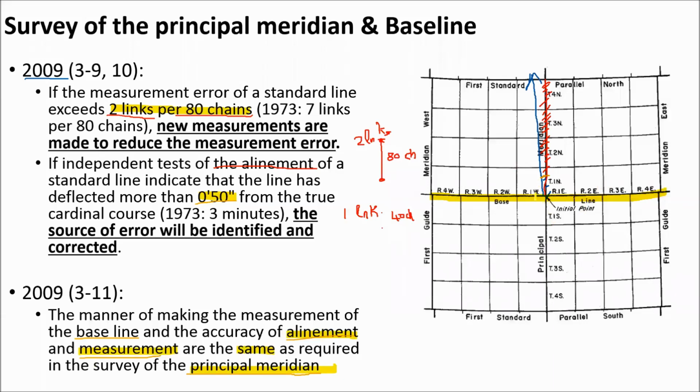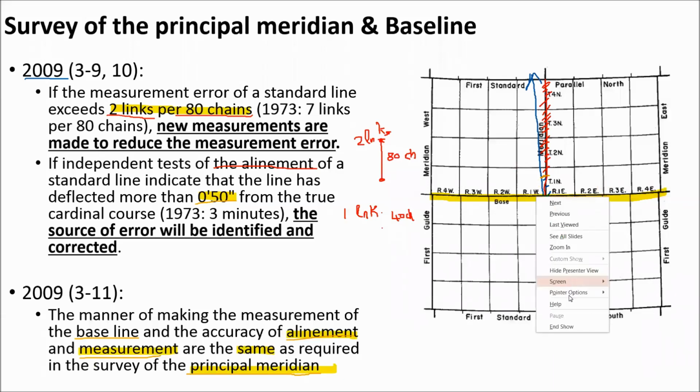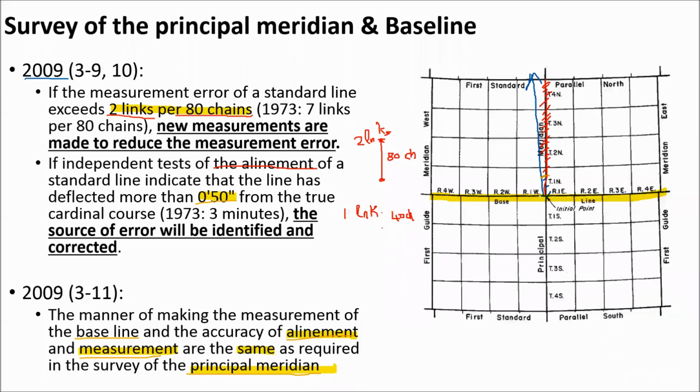You go, you survey the area, you find the monuments now on the baseline, and if they are defective by more than whatever is given here, the 2 links and 50 seconds, then you need to resurvey before the approval of this plat or before the approval of the map.